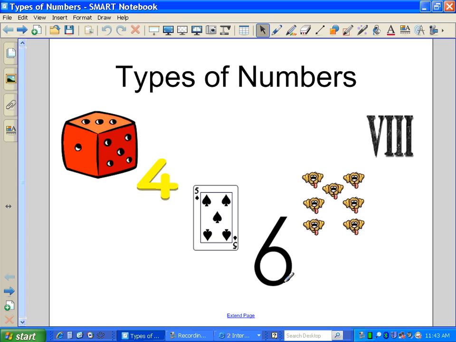So here's a video for you. First one. It's called types of numbers. As you can see on the screen, there are all different ways that we represent numbers that we're familiar with, that we can look at. We've got the numbers 3 through 8 represented in a variety of ways, even with little doggies.